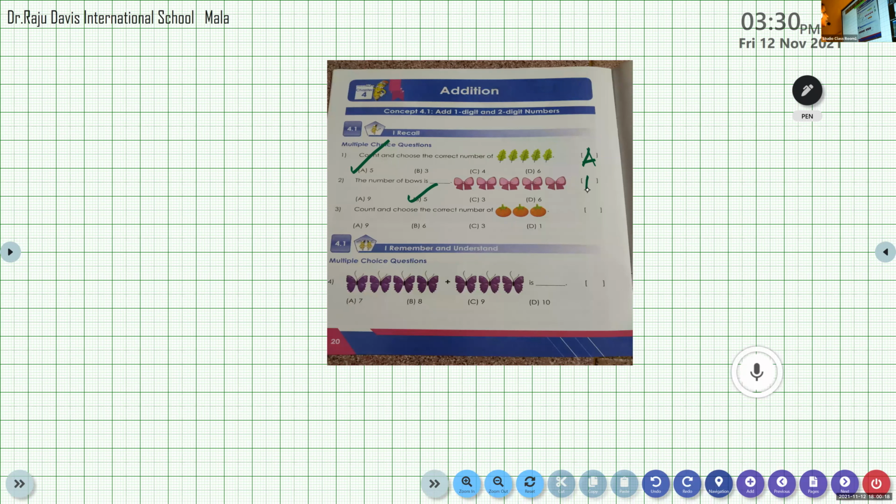Look at the question number 3. Count and choose the correct number of tomatoes. How many are there? Is it option A 9, option B 6, option C 3, option D 1? Which one is the correct answer, my dear? How many are there? 3. Option C 3. So you can write capital letter C inside the brackets.